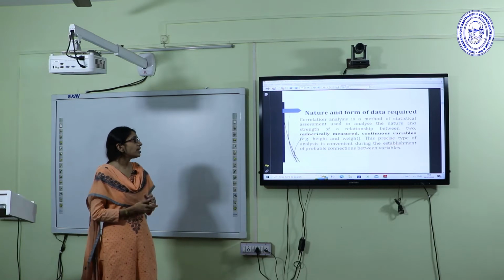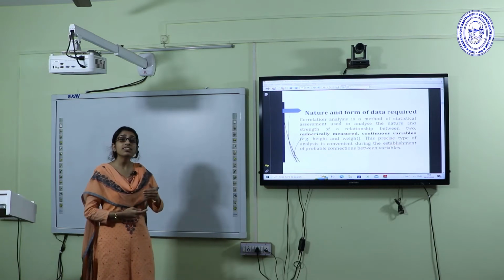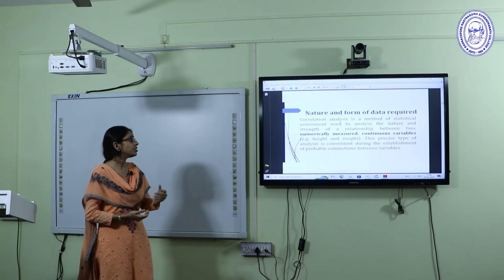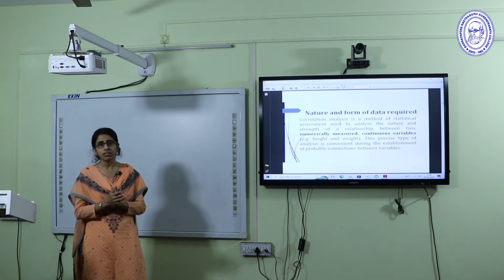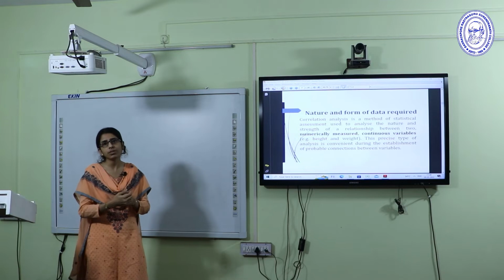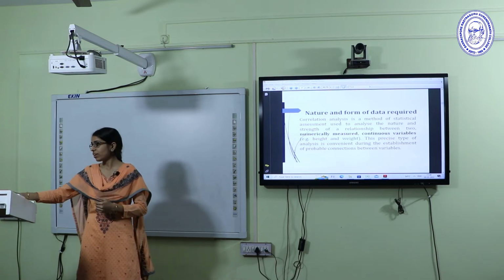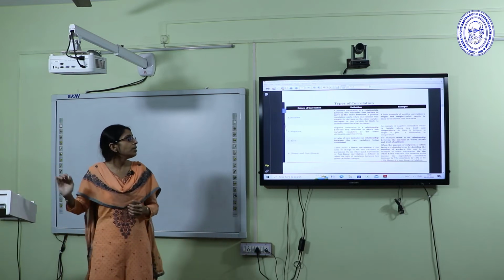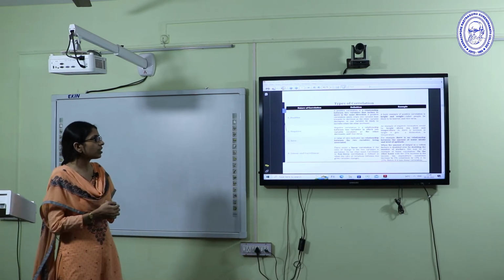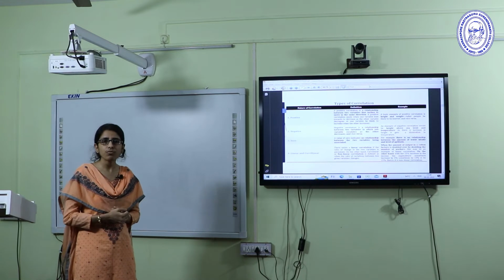And this type of analysis is mainly convenient for establishing the probable connection between the variables. But what is the nature of the connection between the variables? Next we come to the types of correlation. There are different types of correlations.